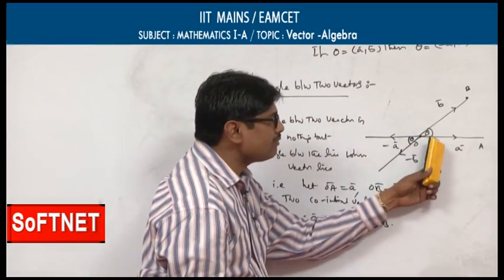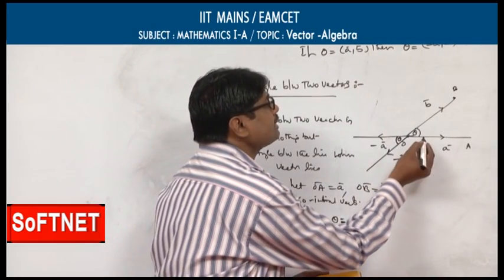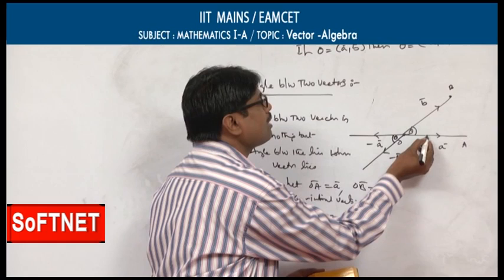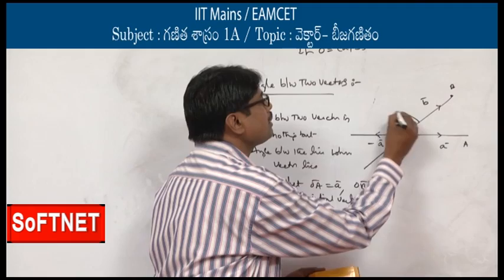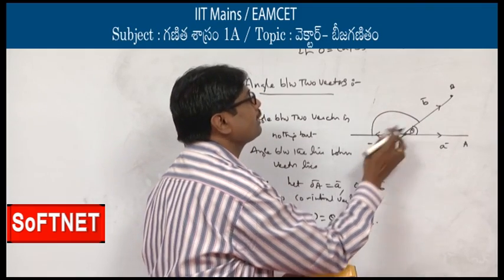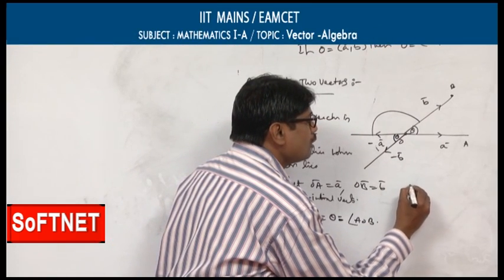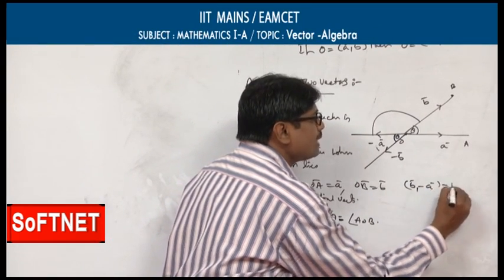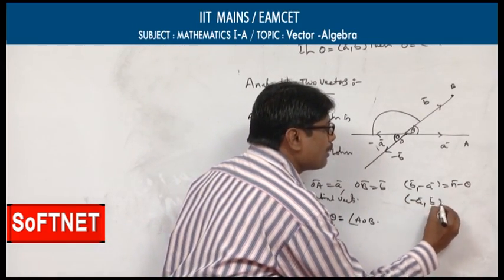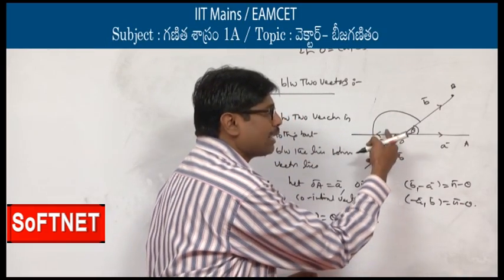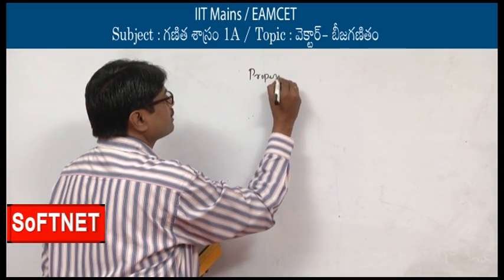If theta is the angle between A bar and B bar, then theta is also equal to the angle between minus A bar and minus B bar. Then what is the angle between A bar and minus B bar, or B bar and minus A bar? The angle between B bar and minus A bar is equal to pi minus theta, and the angle between minus A bar and B bar is also pi minus theta, because this is pi subtracted by theta. Properties of the angle between vectors.